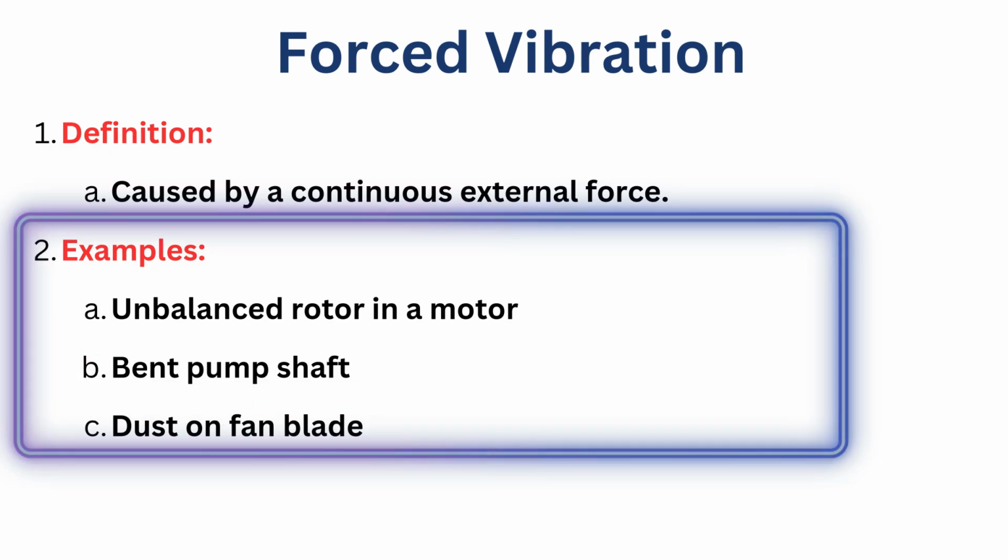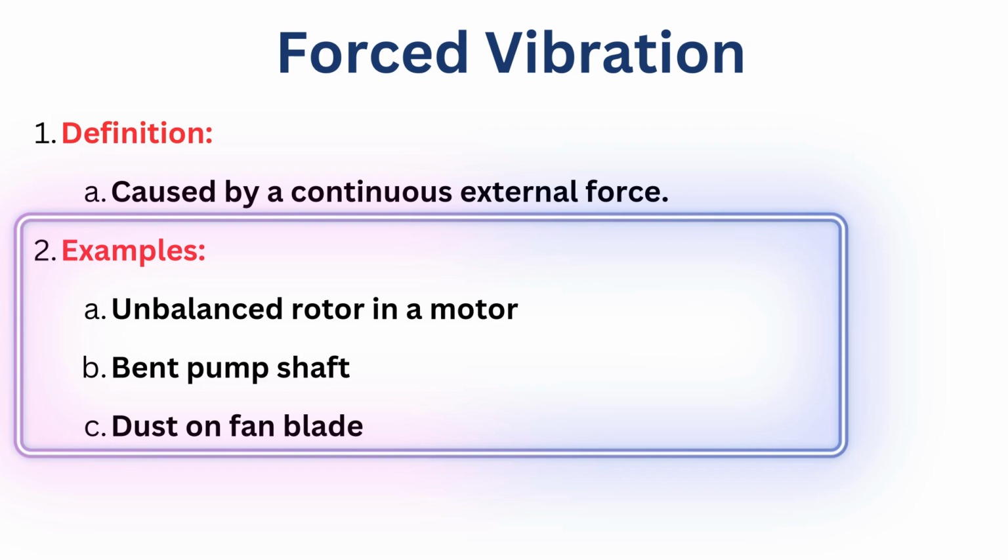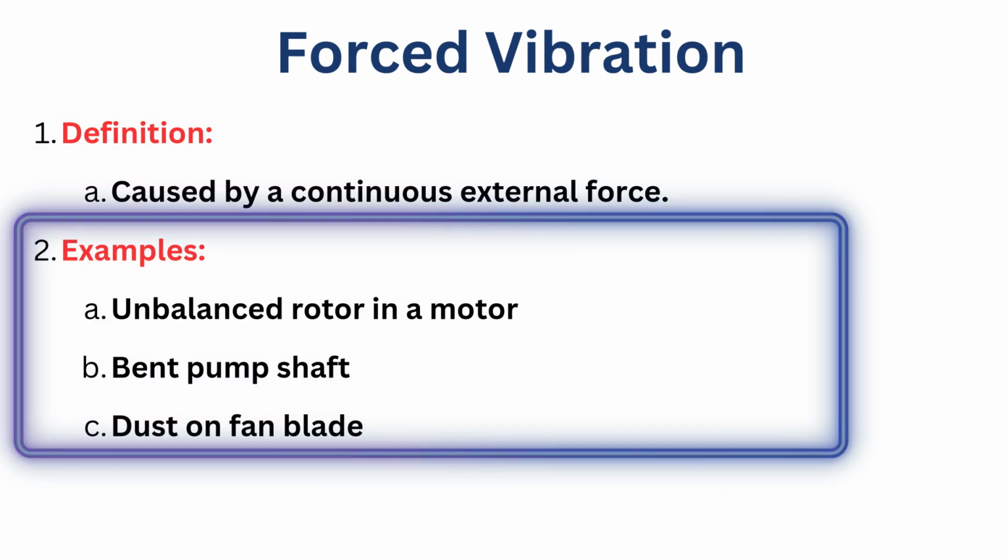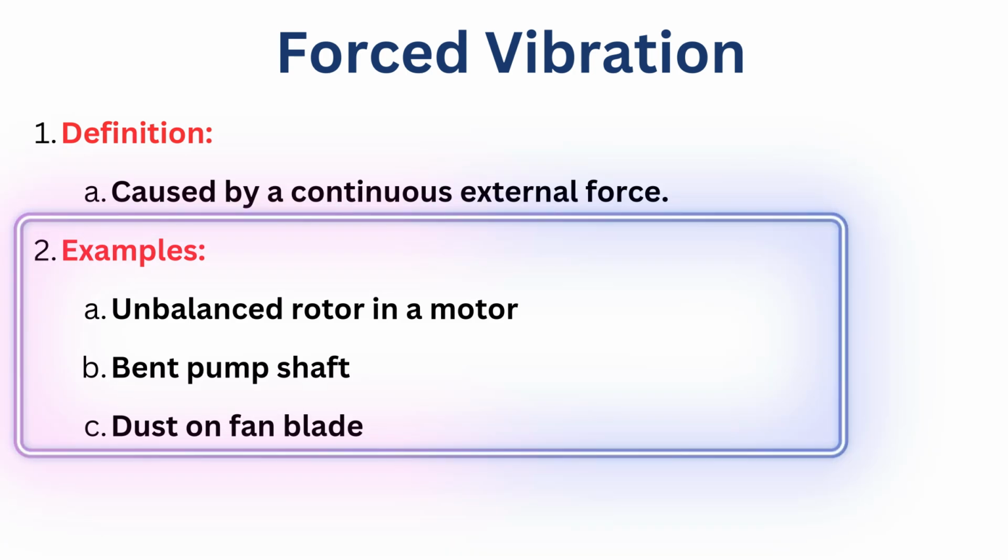Let's say a pump with a bent shaft, or a fan with excess dust, okay? Or a gearbox with a damaged bearing. So we can have lots of other examples for forced vibration. In forced vibration, the system keeps vibrating as long as the force is present, or you can say the defect is present, okay?